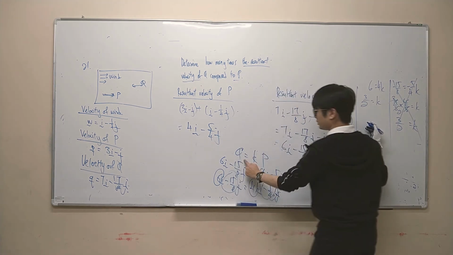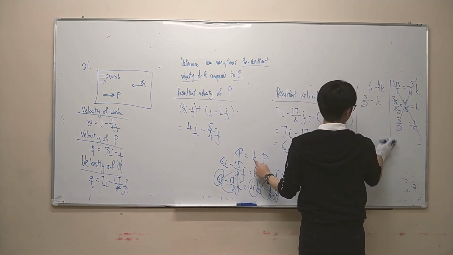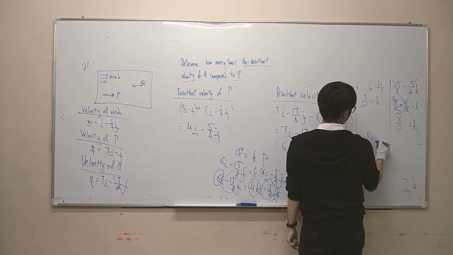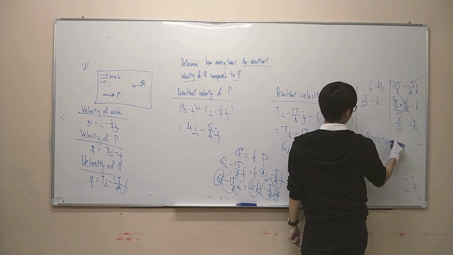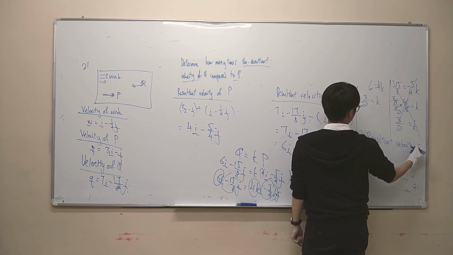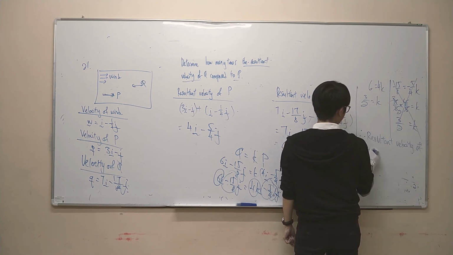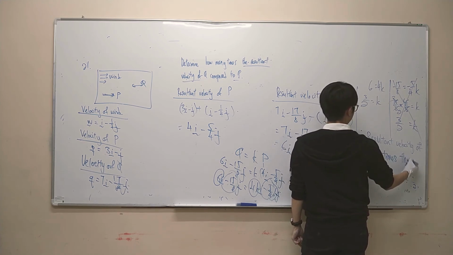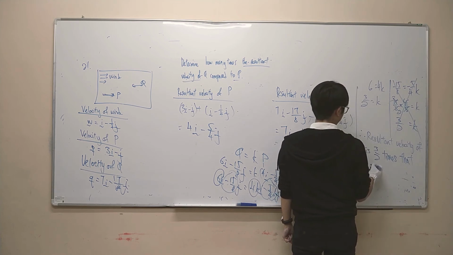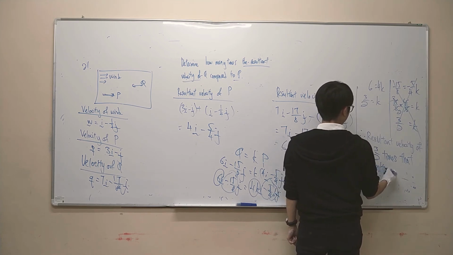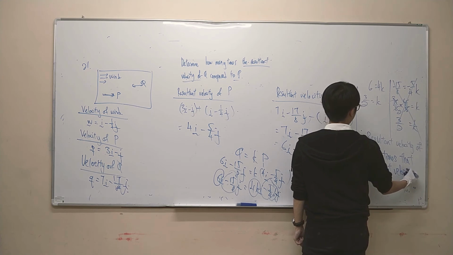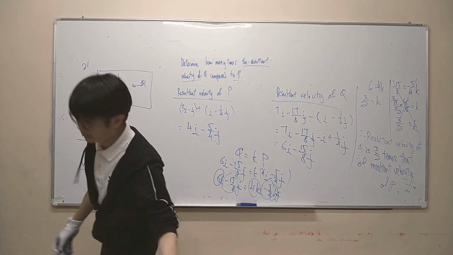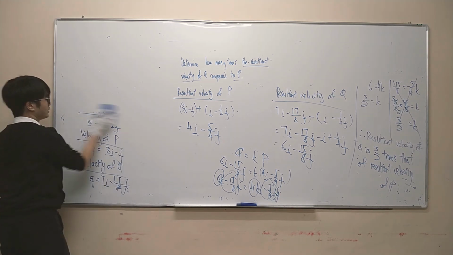So come back here. So resultant velocity of q is 3 over 2 times that of resultant velocity of p. Done lah, siap lah. Tu je. Alright. 22.